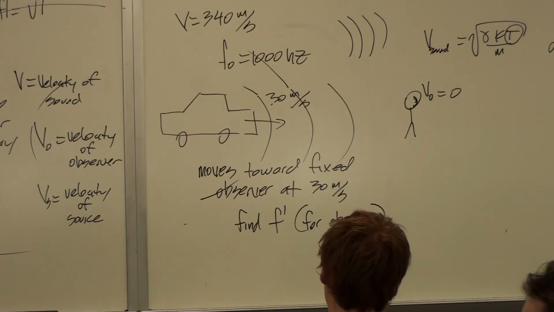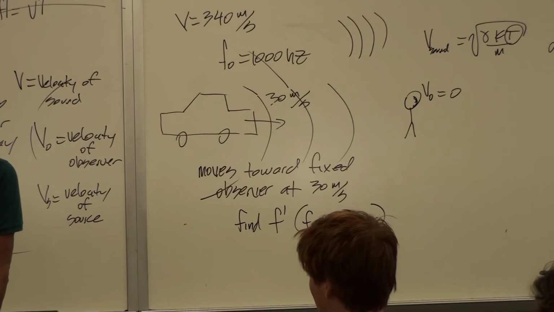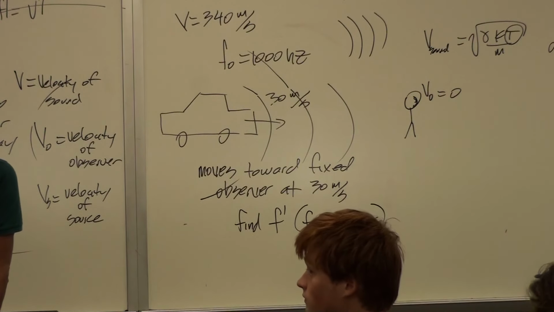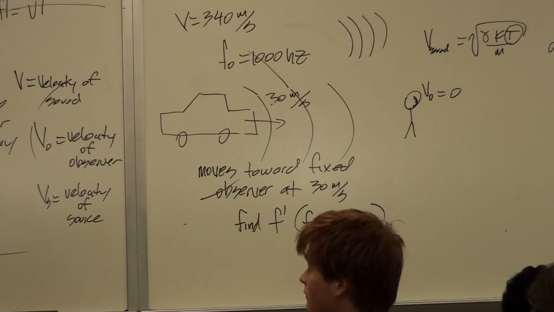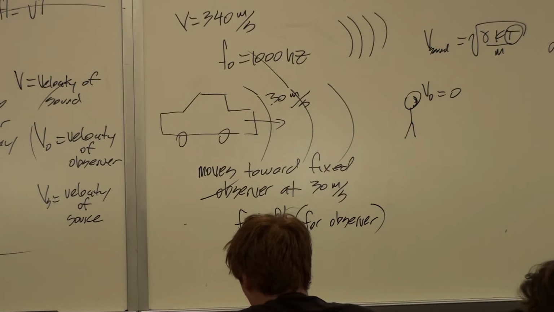Will we not see any problems with the velocity of the observer being other than zero, because you have to do the two computations? Well, we're about to do one where the velocity of the observer is not zero. Any other questions?